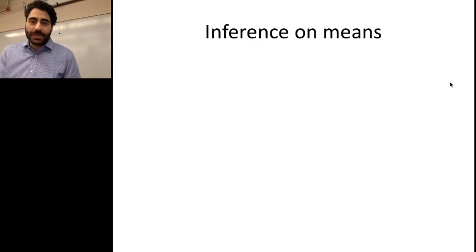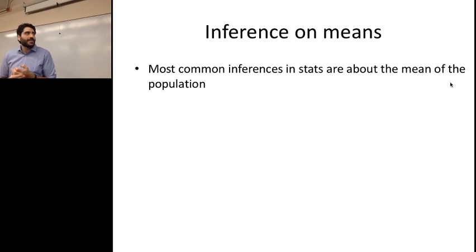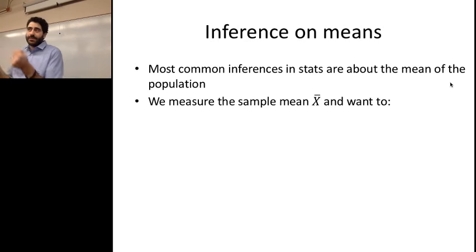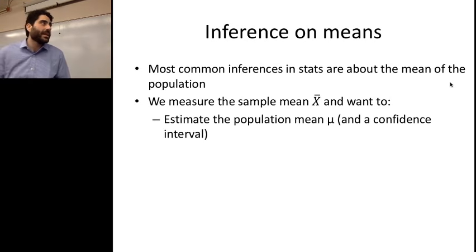Okay, so just to remind you about the goal here, right? One of the most common types of things that we want to do in statistics is make some kind of inference about the means of a population, right? So we have a sample mean that we're measuring in the data we actually collected, and then we want to make some kind of guess about what's going on in the population. And the two kinds of guesses we often want to make is either something like estimating what the population mean is, or maybe more importantly, estimating a confidence interval for the population mean.